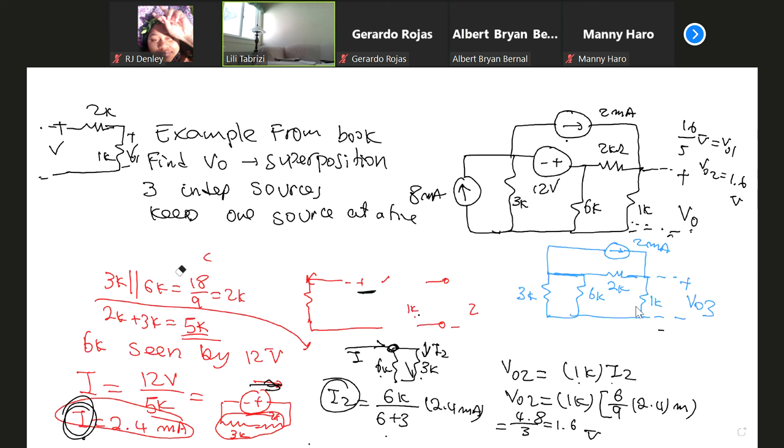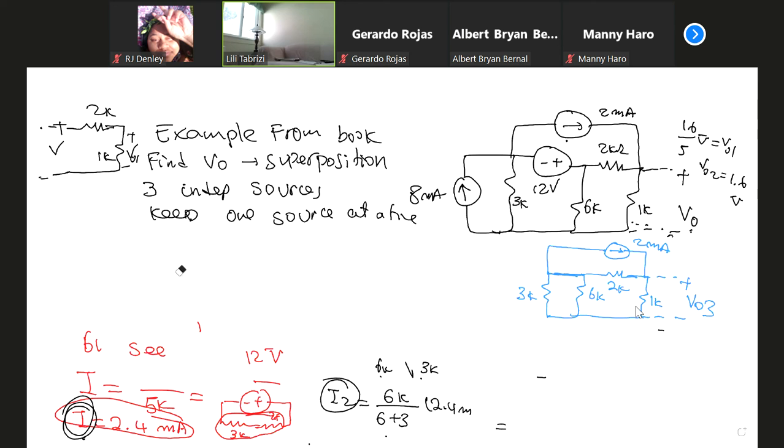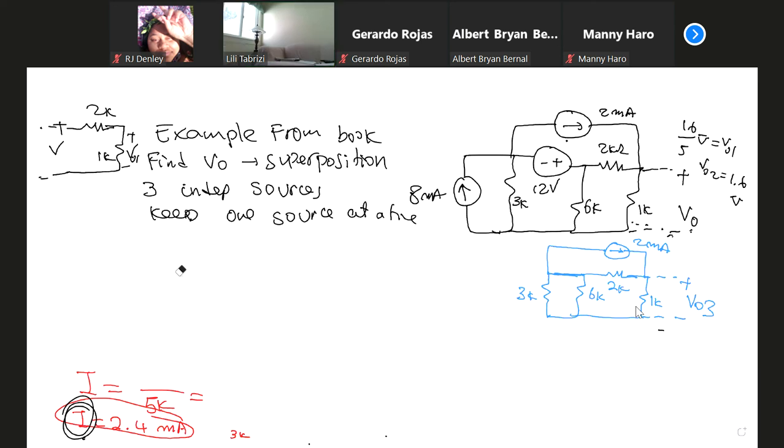Maybe at this point, if you're not forced to use superposition, you appreciate nodal and mesh analysis. You can see nodal mesh can take you to the final answer very quickly. You can try nodal mesh on your own. But again, they wanted you to do superposition as a preparation for future AC analysis.